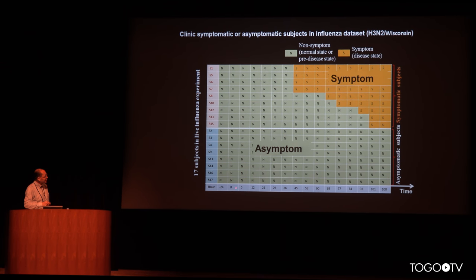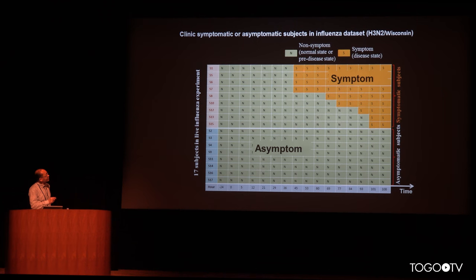Then every 5 or 6 hours, we take blood samples. For each person, we continue until the 108 hour. So for one person, we take 17 samples. Then we make the gene expressions, so we measured about 10,000 genes.